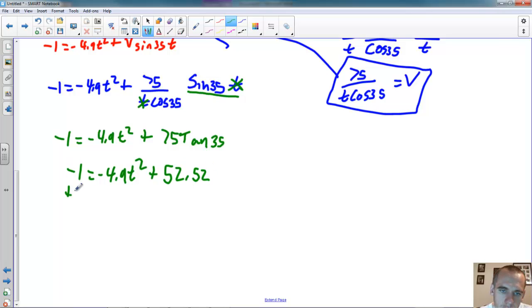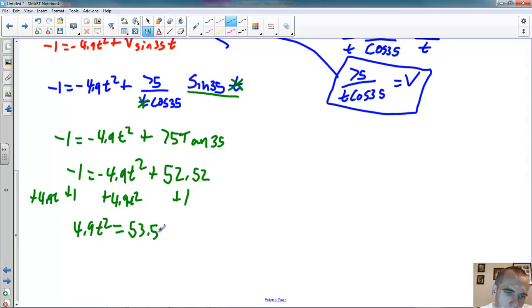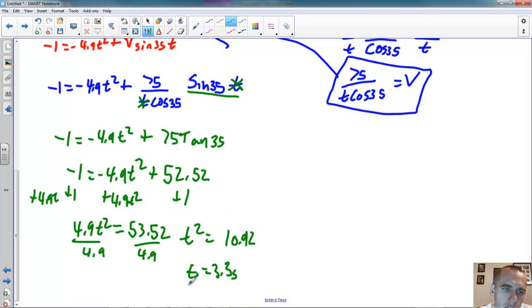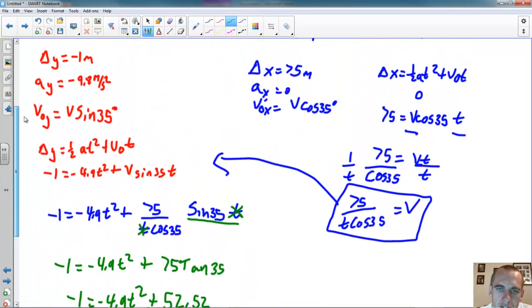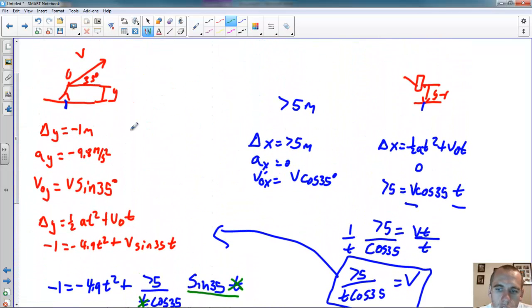Now I'm going to add 1 to both sides, and I'm going to add the 4.9 t squared to both sides as well. So I have 4.9 t squared equals 53.52. I can divide both sides by 4.9, and I get t squared equals 10.92. And so t, if we take the square root of that, is just 3.3. T equals 3.3 seconds. So we know it takes 3.3 seconds for the arrow to get from where it started all the way over here to where it ended.